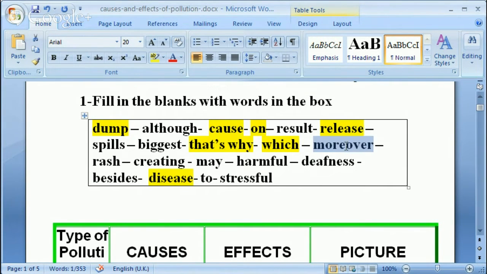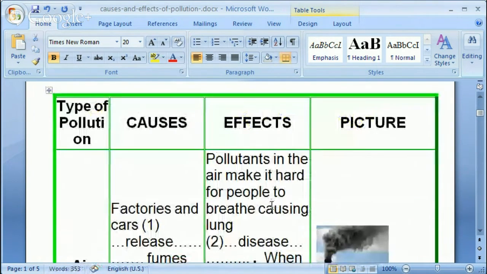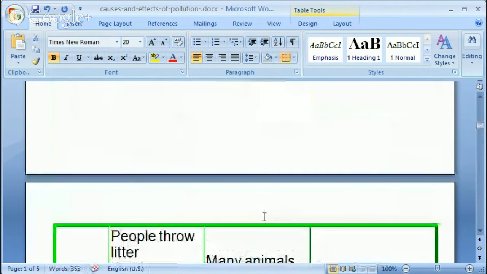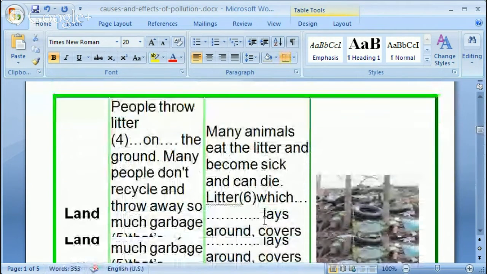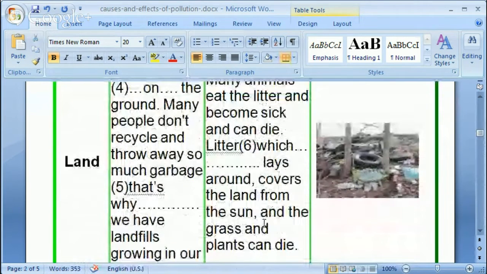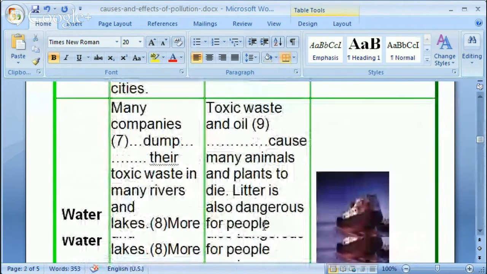well, we already got moreover. All right, let's get rid of that. Oil, rash cause, oil creating cause. Oil may cause. Well, there you go. Clearly. Oil besides cause, nothing else is even close. It's the only word left that makes any sense whatsoever in this sentence. So you should be aware of that when doing fill in the blank exercises.